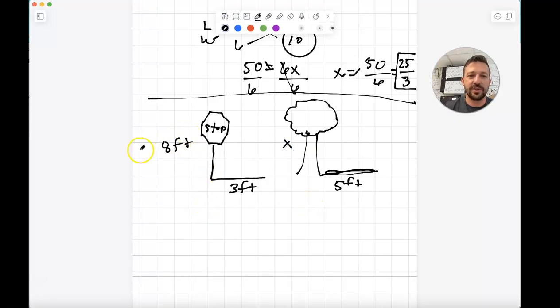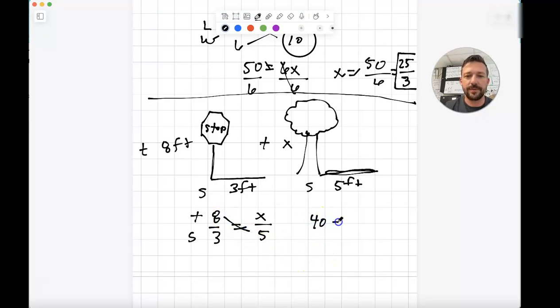So, you can still set it up as length and width, or you can do tallness and shadow. This would be your tallness and shadow. So you have T over S. And you set it up just like I showed you on the other ones. So the tallness of this one is 8 and the shadow is 3. The tallness of this one is X. The shadow is 5. Then you just go about solving it. 8 times 5 is 40 equals 3 times X is 3X. And then you just divide by 3 to cancel here. And you get X equals 40 over 3.